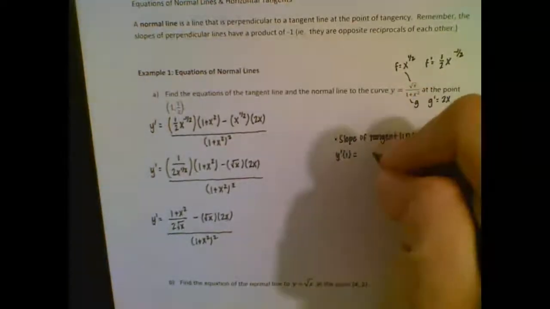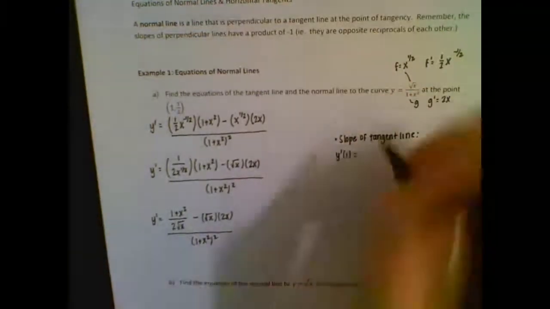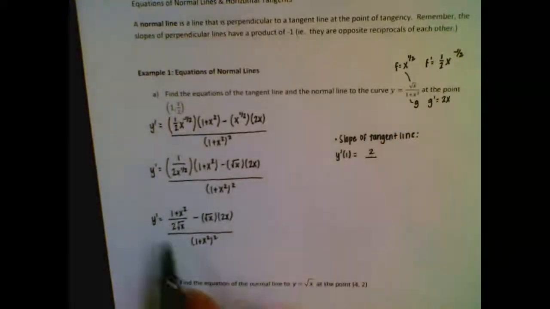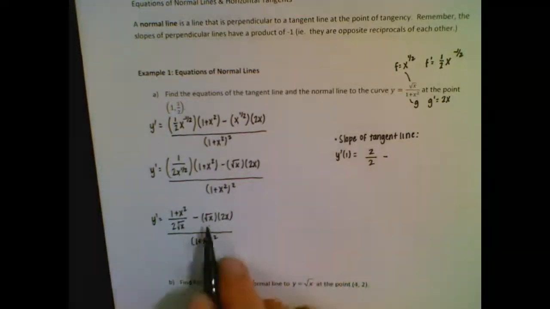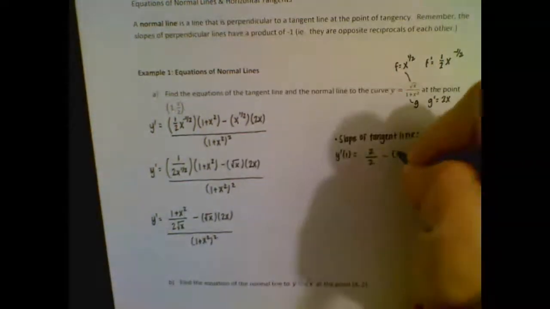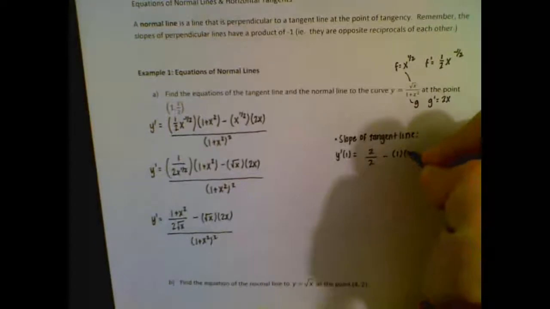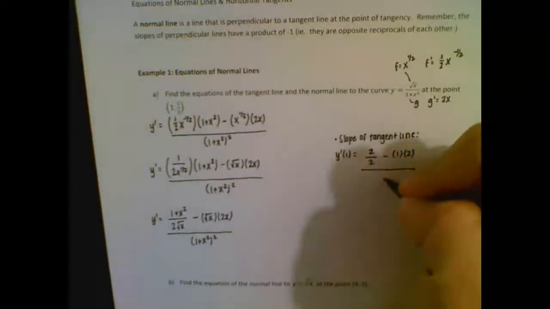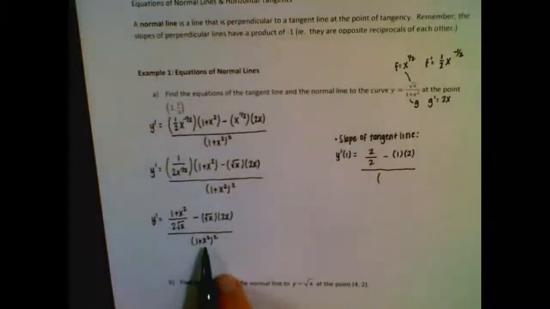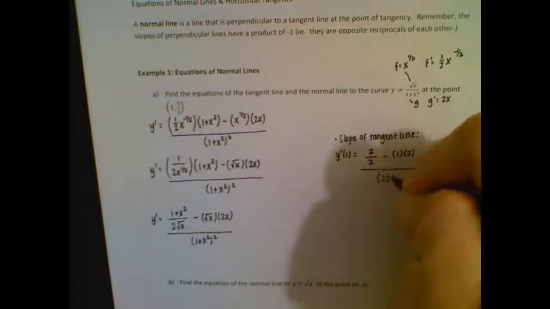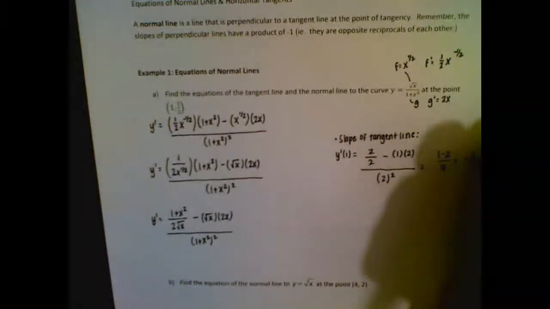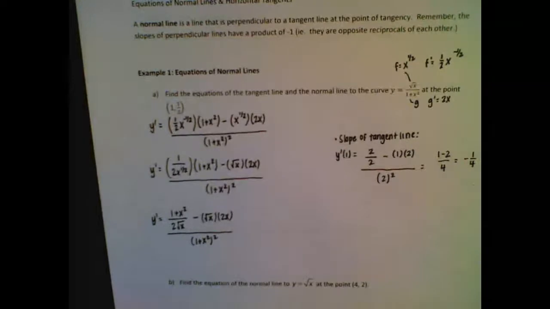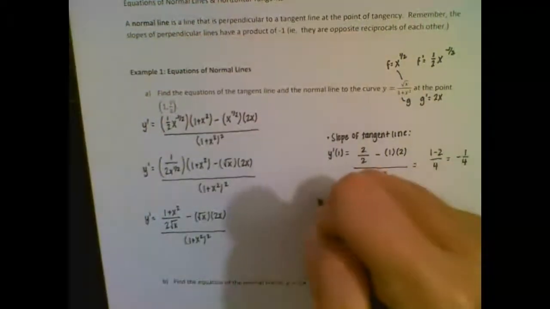So when I plug in 1, that's 1 plus 1 squared, so 2 in that numerator, over 2 times the square root of 1, which is just 2, minus the square root of 1 is just obviously 1, times 2 times 1 is just 2, all divided by 1 plus 1 squared, so that'll be 2 squared in the denominator. So what is that? 1 minus 2 over 4, so -1/4. So that's the slope of our tangent line. So we can write our equation of our tangent line now.